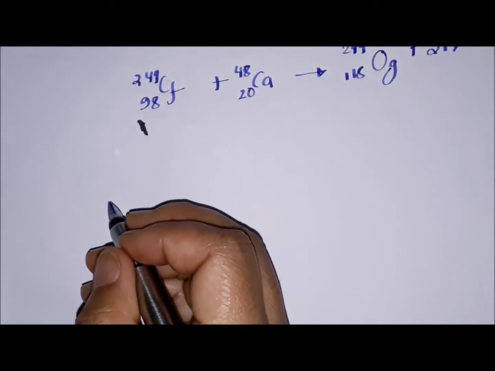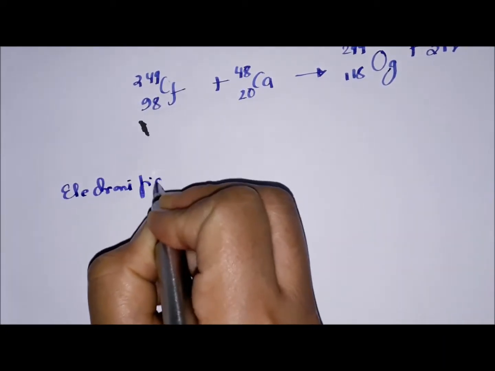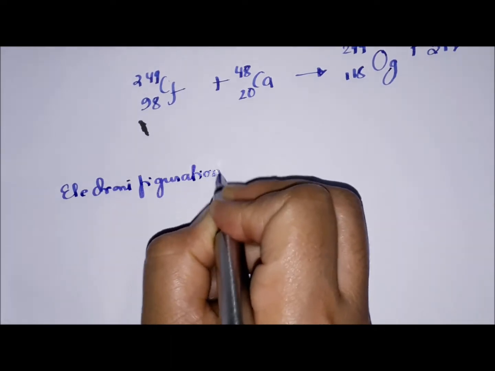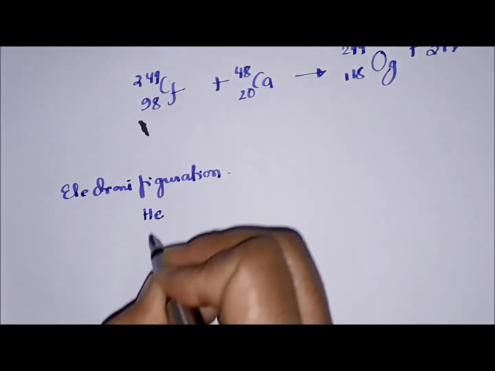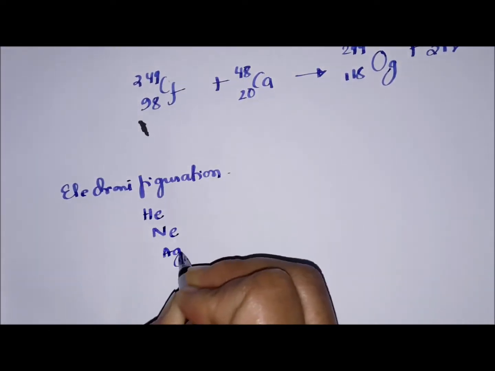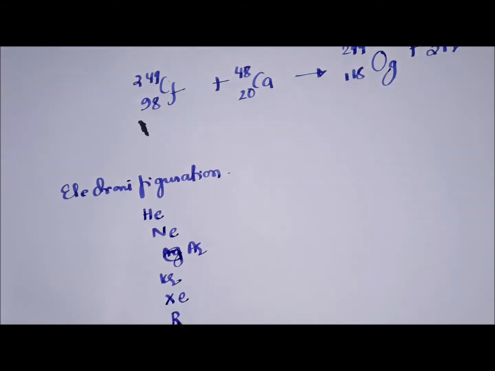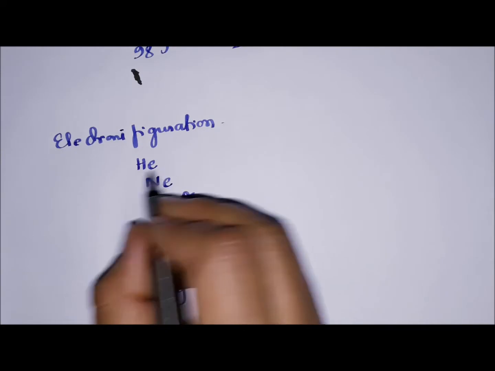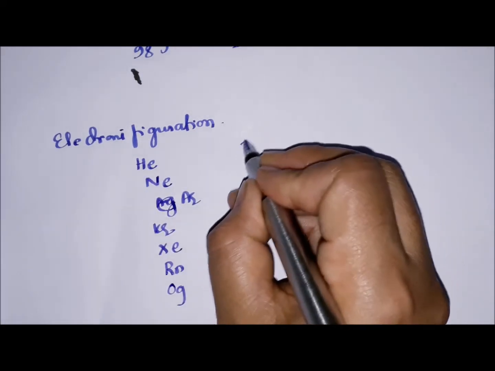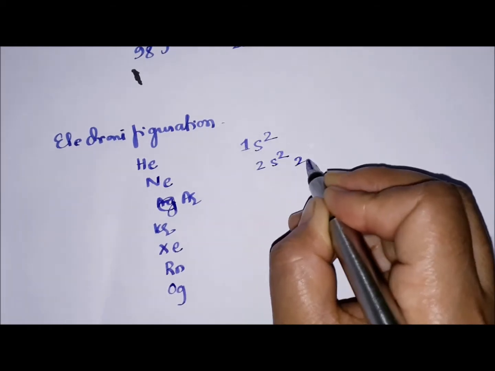Next is atomic and physical properties. We'll start with electronic configuration. The members of group 18 are helium, neon, argon, krypton, xenon, radon and oganesson. What is the electronic configuration? Helium is in period 1, so 1s2. In period 2, 2s2, 2p6.